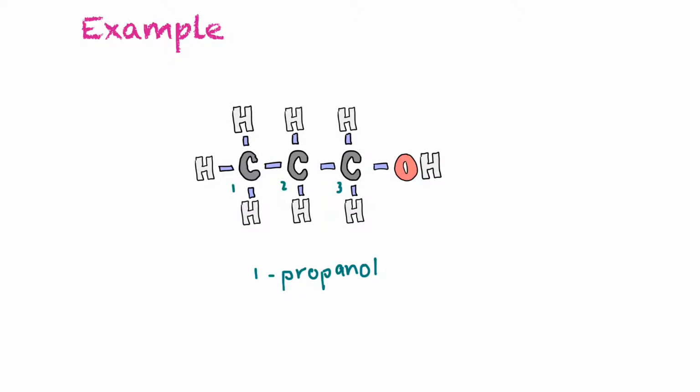Now when I numbered this chain, I should have numbered from the end closest to the hydroxyl group, which is why I said it was 1, not 3. So these numbers actually should not be here. So it should be 1 propanol, not 3.